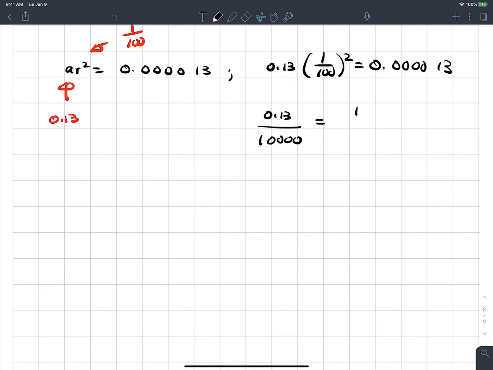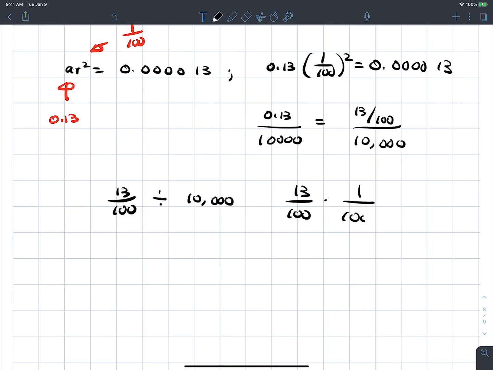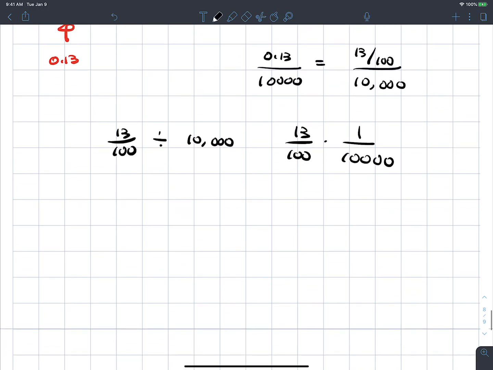And we'll see what this is. This is 13 over 100 over 10,000. So we'll do some arithmetic. 13 over 100 divided by 10,000 is 13 over 100 times 1 over 10,000. And this gives me 13 over, I got 6 zeros now. 1, 2, 3, 4, 5, 6.